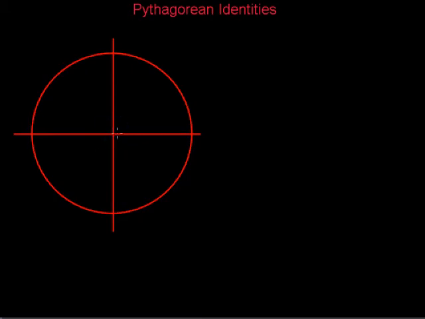So we'll start off with a unit circle here, and I'm going to draw an angle up there. We'll call that angle theta. And from that, I'm going to draw a right triangle. All right, so we have our right triangle. The hypotenuse of that right triangle, since this is the unit circle, is 1. And then the x component is cosine of theta. The y component is sine of theta.